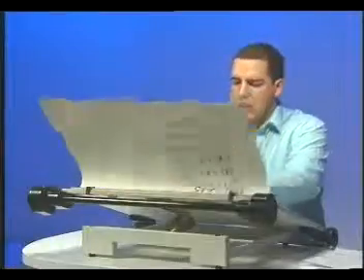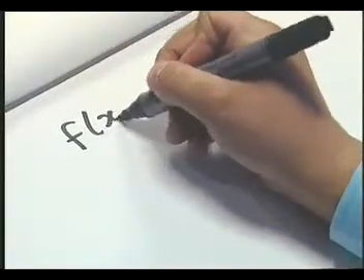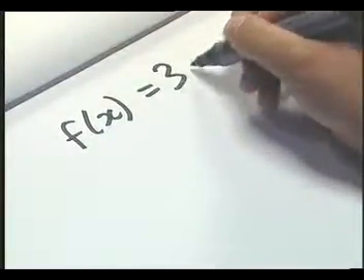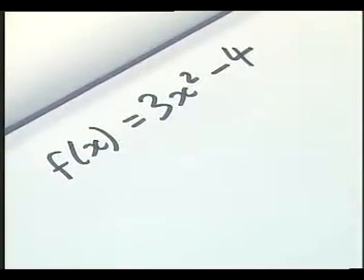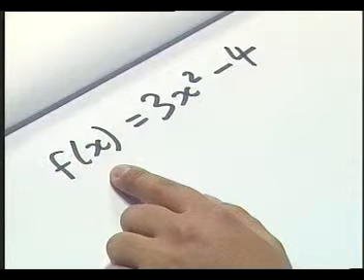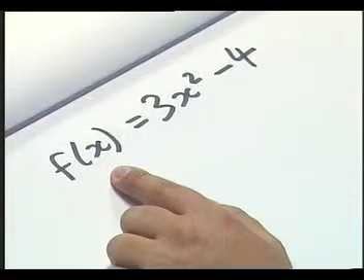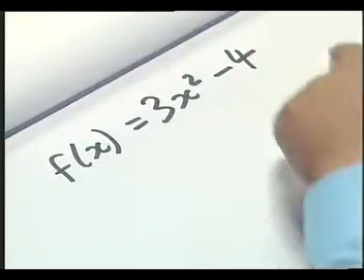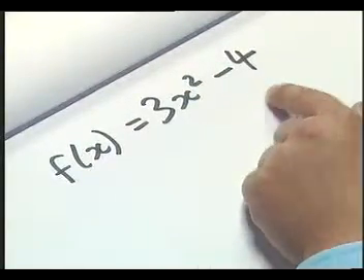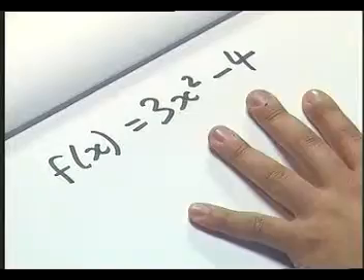Now, let's have a look at an example. f of x equals 3x squared minus 4. Now, as we were saying before, x is our input, which we call the argument, and that is the independent variable. And our output, which is 3x squared minus 4, is our dependent variable.